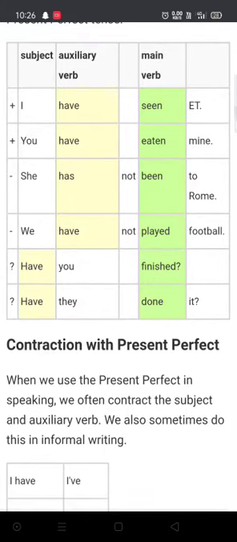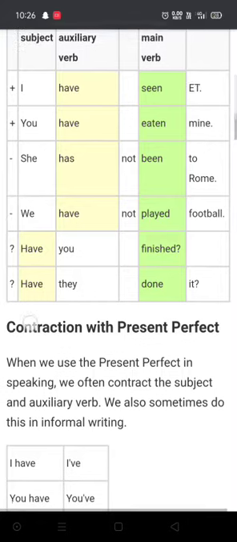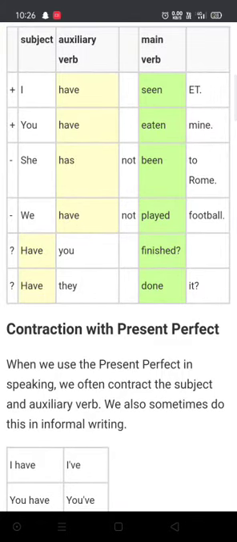That doesn't bother you. Next is also an affirmative sentence or a positive sentence. You have eaten mine. You being the subject, have the auxiliary verb, eaten the main verb, and the rest of the sentence is mine. So eaten here is the third form, have is your auxiliary verb. As I told you, I, you, we, they, all these subject words are treated as plurals. So we use have here.